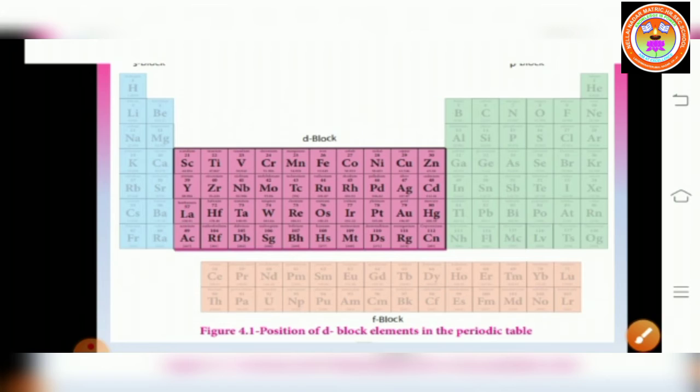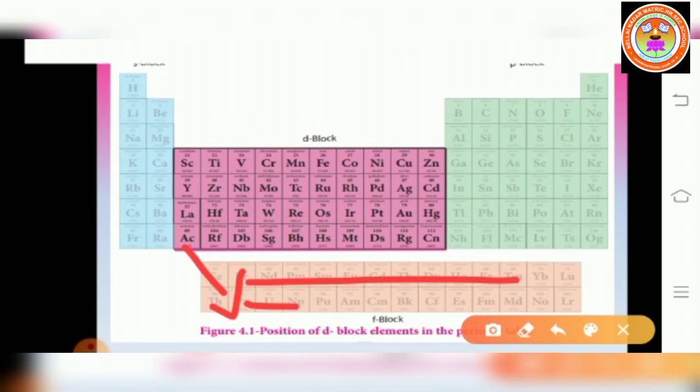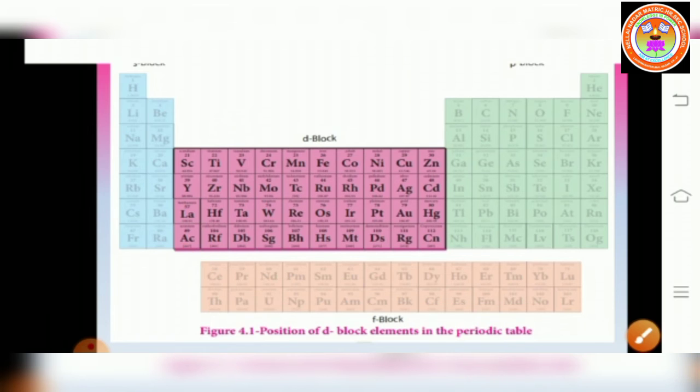Next, F block elements. It includes 14 elements after lanthanum, called lanthanides, and 14 elements after actinium, called actinides. They are placed at the bottom of the periodic table. They are also called inner transition elements.